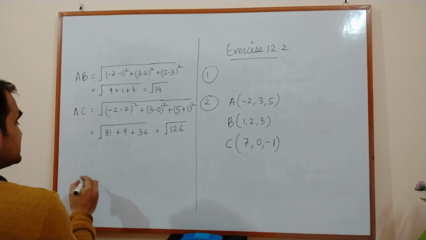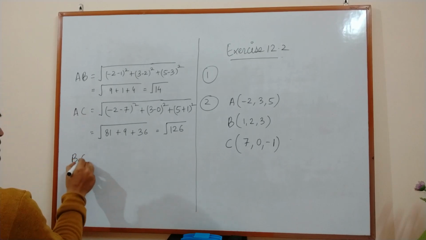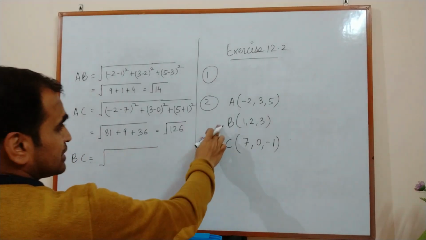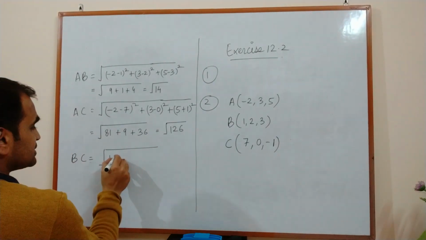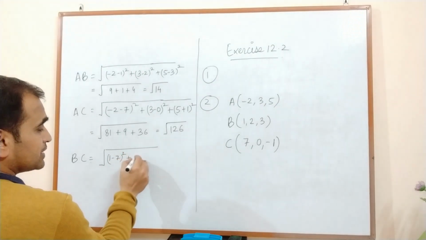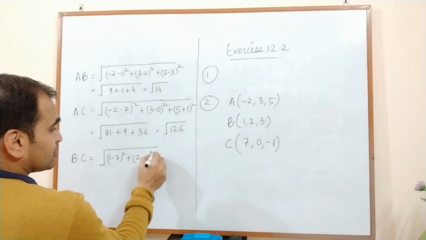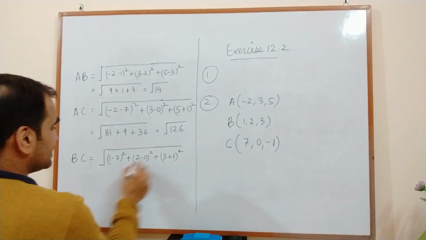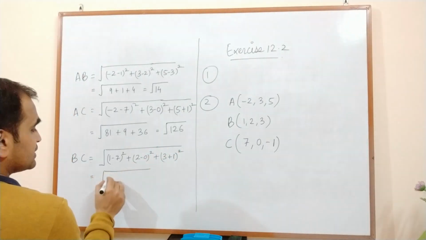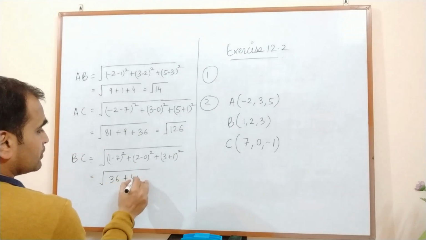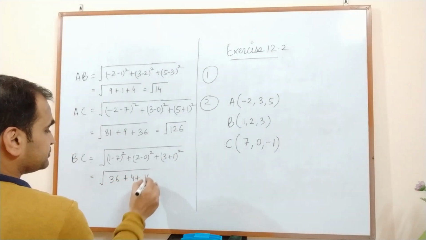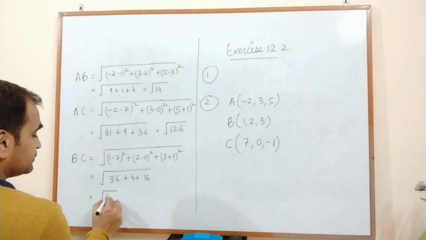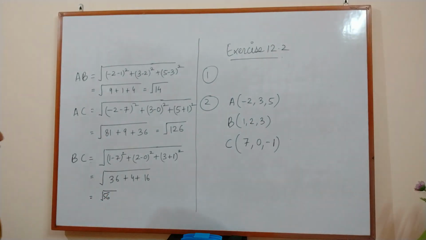Okay, and the next distance is the BC distance, the distance between the points B and C. Again we can use the distance formula. So (x1 minus x2) whole square, that is (1 minus 7) whole square plus (2 minus 0) whole square plus (3 minus (-1)), that is 4, whole square again. So this value will be 36 plus 4, and 4 squared is 16. So this is 40 and 56. So the square root of 56.